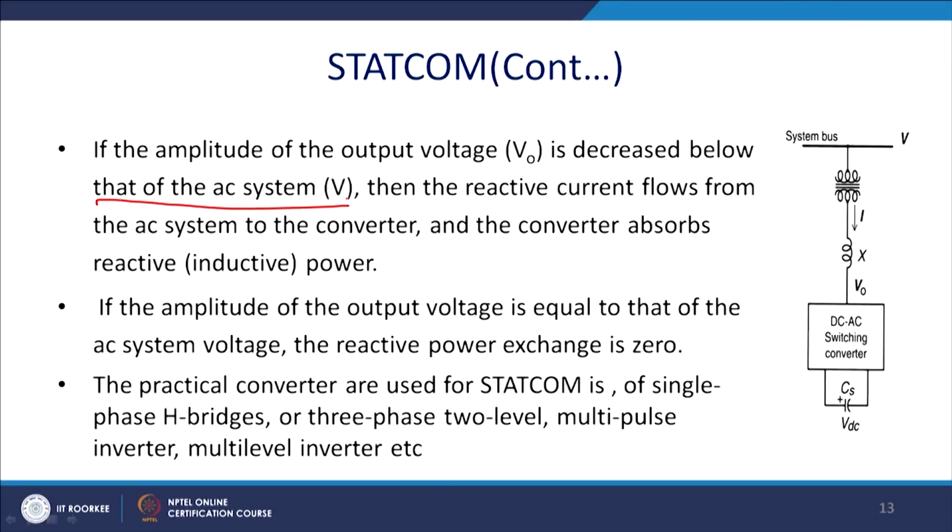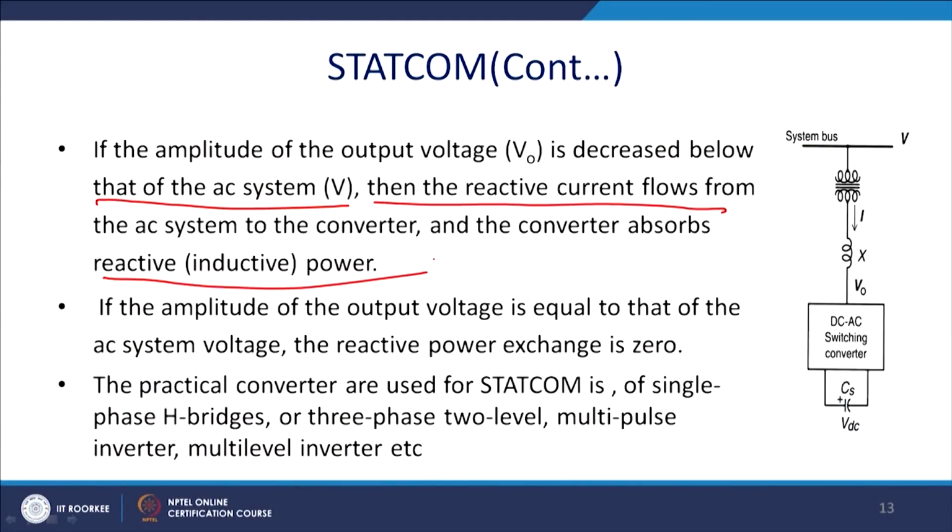Now, if the amplitude of the output voltage is decreased below that of the AC system, that is a quite clear case. Nowadays Statcom is sometimes fitted with a solar panel to also supply real power in case of distributed generation. Sometimes when the radiation goes low, this kind of situation may arise. So, your DC link voltage is less than the rectified voltage. Then essentially you will absorb the reactive power. The reactive current flows from the AC system to the converter, and the converter absorbs the reactive power.